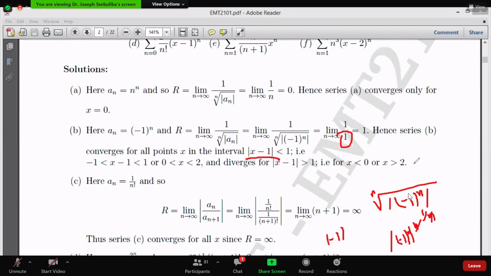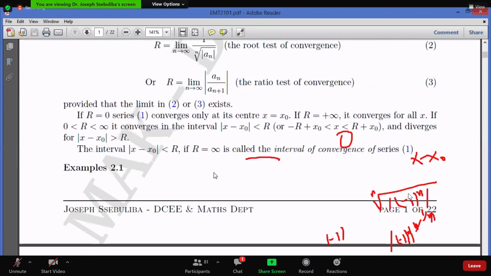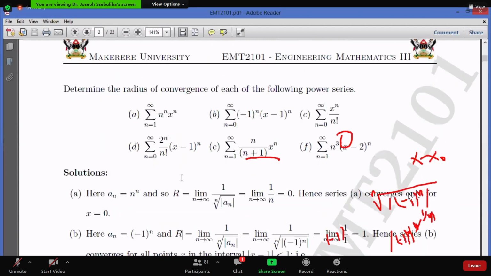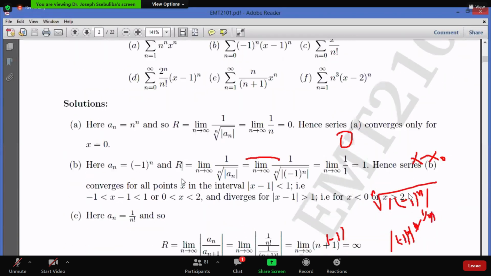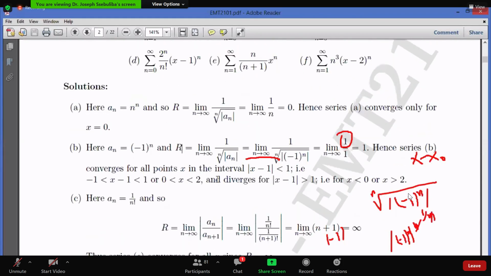Remember, we said it is x minus x what? We said it is x minus x naught. Hopefully you remember what we did here. I'll just quickly refer you. That is here. X minus x naught. Is it greater than r? Is it less than r? Is it equal to r? So that is the situation we are looking at here. That was B. Yes, I think that is this part here.